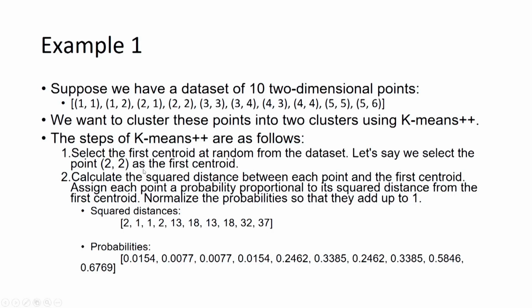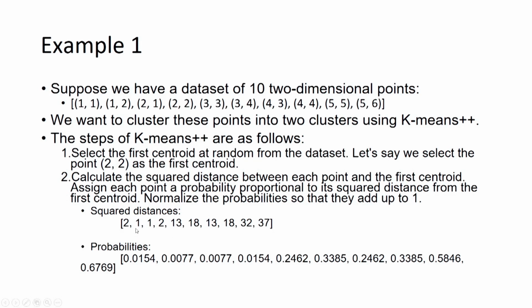So, 2 2 we are taking as the first centroid. Now, what we will do, we will calculate a squared distance between each data point and the first centroid. So, here we can find distance of 1 1 with centroid 2 2, distance of 1 2 with centroid 2 2, distance of 2 1 with centroid 2 2, and so on.